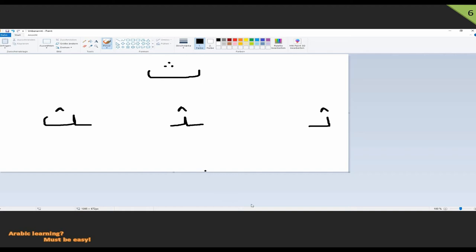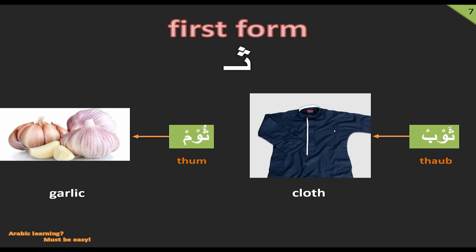Here we have 2 examples of the first form of the letter Tha at the beginning of the word. As simple examples, we have the noun ثوب, ثوب, فتحة on ثاء, and سكون on واو, as well as on باء. ثوب is a general word for garment. It can be a dress or pants or whatever.